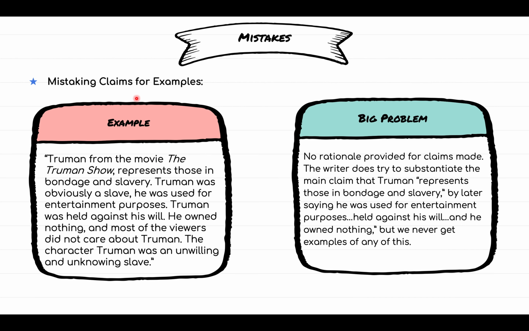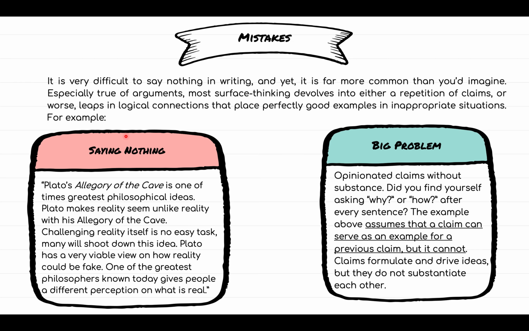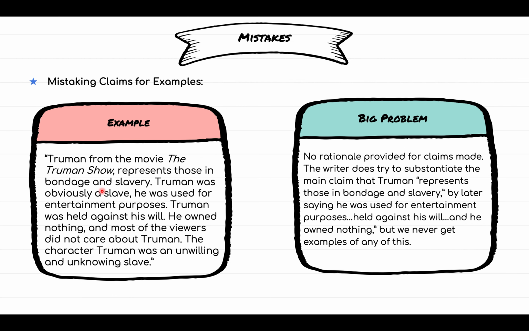Okay. Here's another mistake, right? Mistaking claims for examples. Not a series of claims necessarily, right? Because that's what this is whenever you think that you're writing an example, but in fact, you're just making another claim. Truman from the movie The Truman Show represents those in bondage and slavery. Okay, you have a claim, not proven.